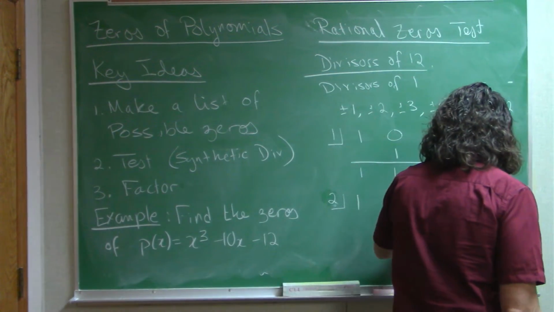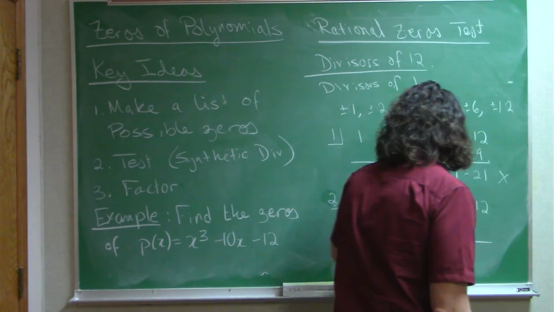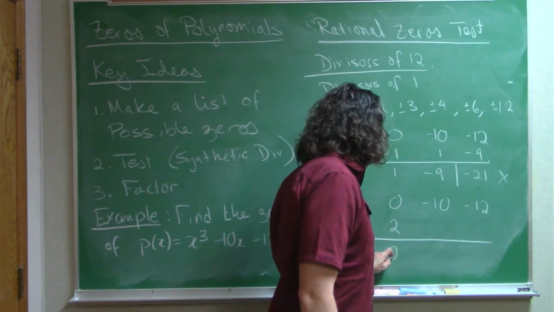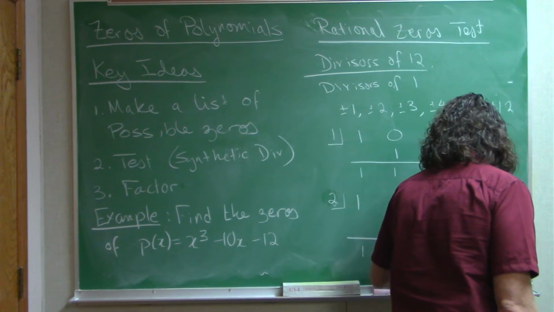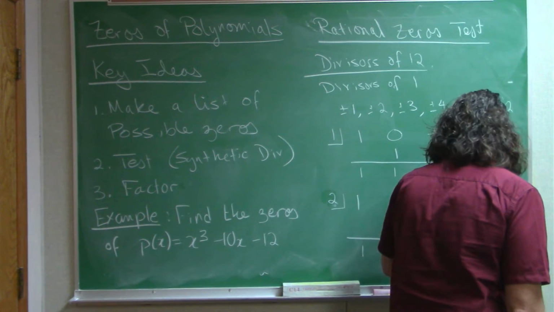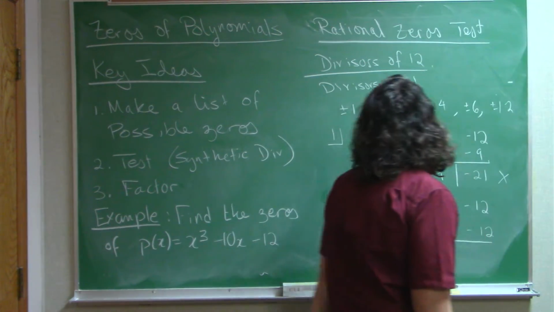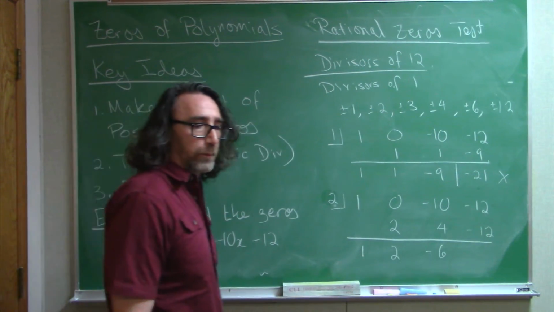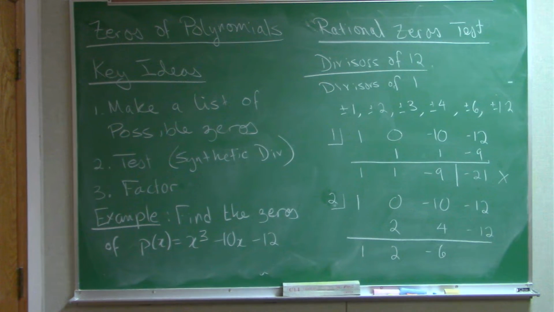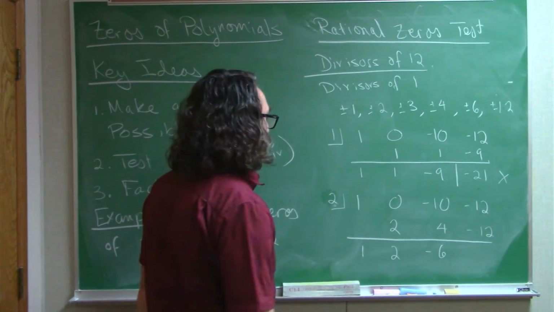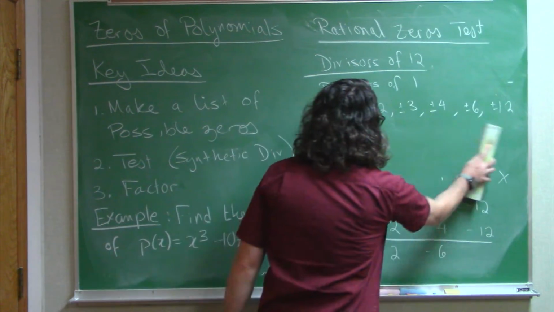1, 0, -10, -12. Drop down 1, multiply, add, multiply gives me 4, add gives me -6, multiply gives me -12. Shoot. I thought that was going to work. Okay, so that didn't work either. Let's keep going down the list. Let's try some more things.